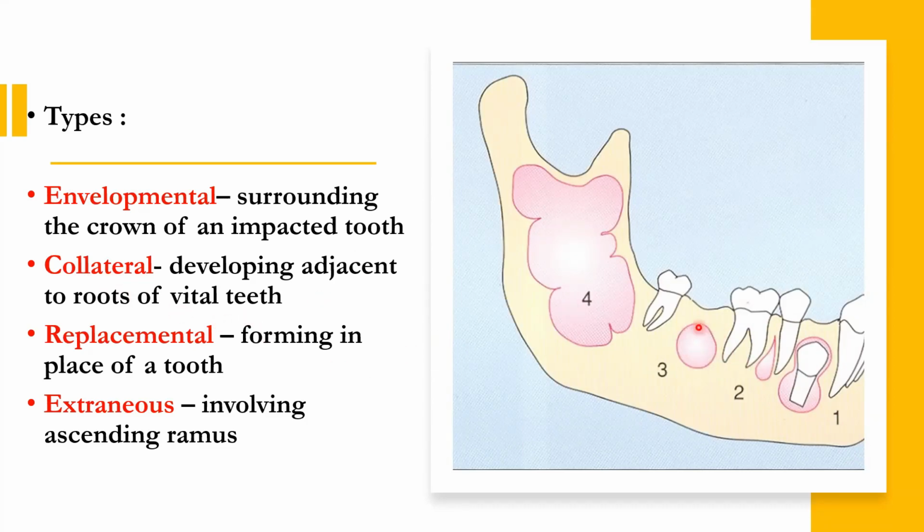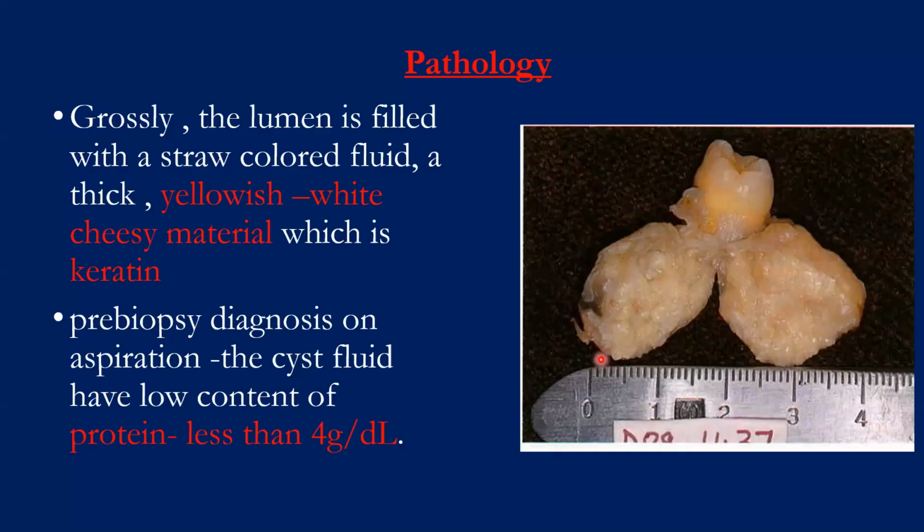The replacemental is formed in place of a tooth. You can see that the tooth is missing here, and this is formed in place of that, and that is the reason why it is also called as primordial cyst, when it is formed in place of a tooth. And extraneous is where it is seen in the ascending ramus. So these are the four types of odontogenic keratocyst: envelopmental, collateral, replacemental, and extraneous.